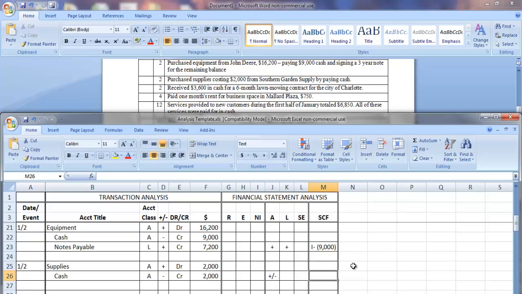From a statement of cash flows perspective, usually we consider the purchase of supplies an operating activity, not investing. Investing we reserve for fixed assets like equipment, land. So supplies we consider an operating activity. And again, it's a cash outflow, so we'll denote that with operating outflow, O minus.